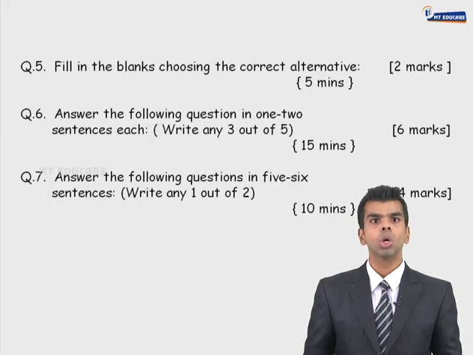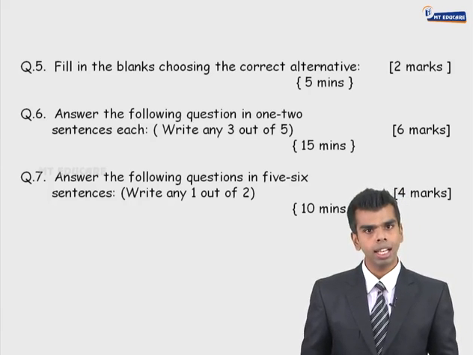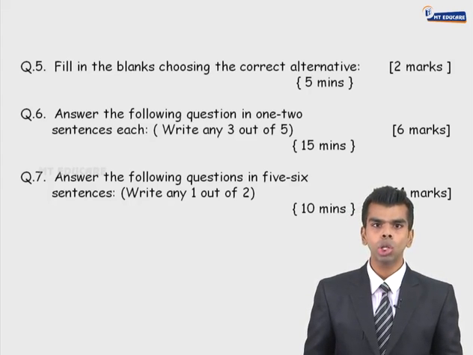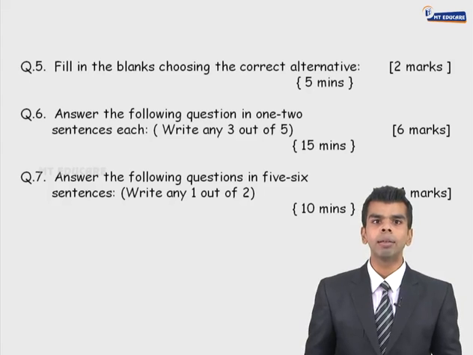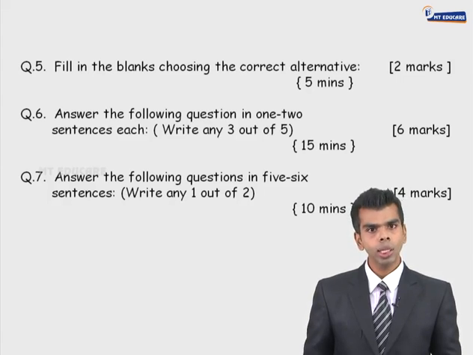And the last one is question number 7, the detailed answer, the long answer. You need to make a choice of any 1 out of 2 for 4 marks, and the time is 10 minutes. So, if I speak about economics now, every chapter carries some weightage.